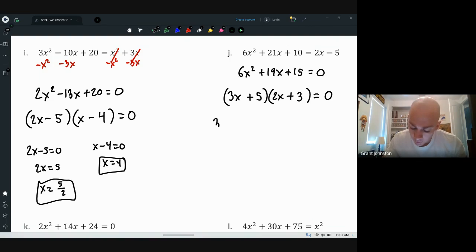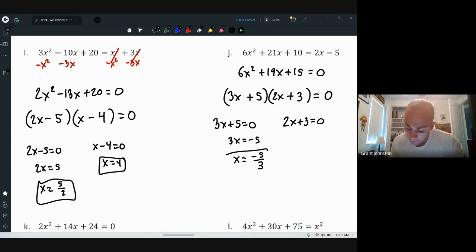Set each equal to 0. Subtract 5 from both sides on this one. Divide by 3. That's -5/3. Subtract 3 on both sides on this one. Divide by 2. Negative 3/2.